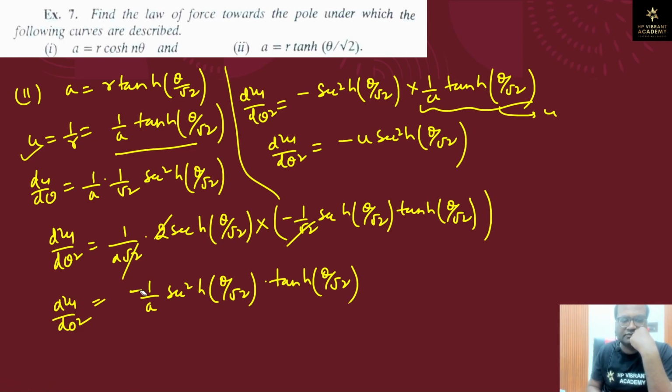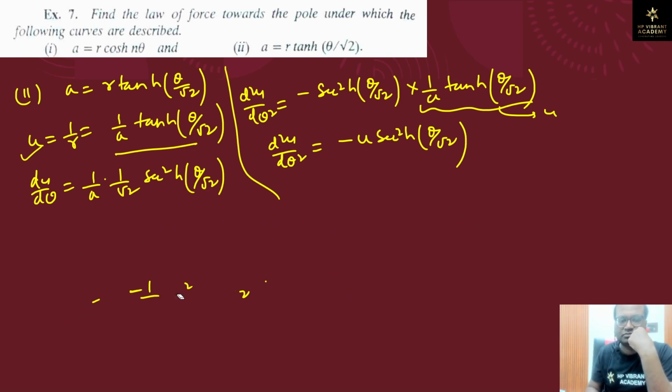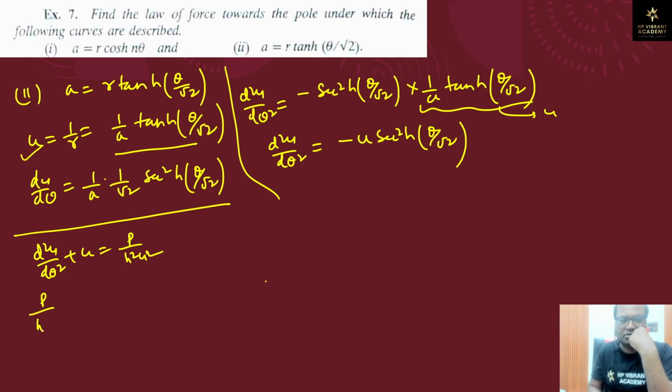So let us use the differential equation of the central orbit in polar form. So we have the differential equation of central orbit in polar form as d2u upon d theta square plus u is equal to P upon h square u square. Here this is u, so u, and d2u over d theta square is this expression. So u into 1 minus sech square theta upon root 2.